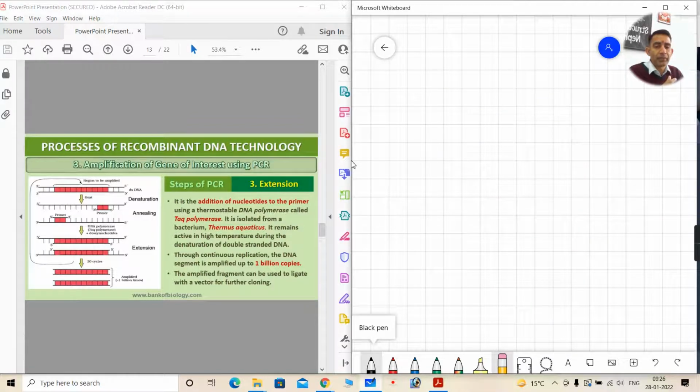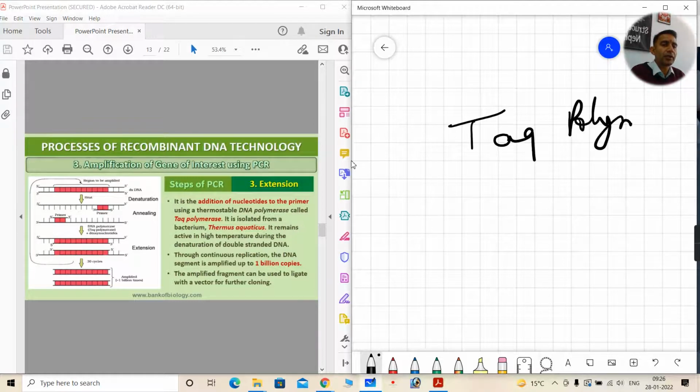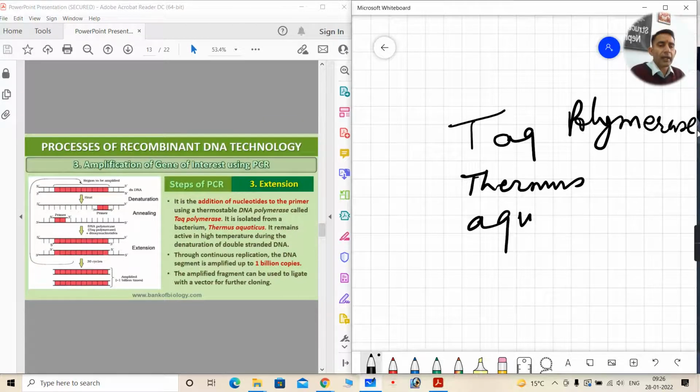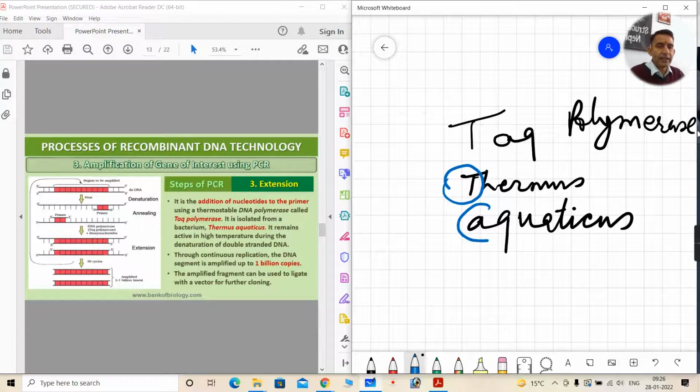And now, how was its name derived? Look, Taq polymerase. TAQ. Polymerase is taken from DNA polymerase. Thermus is the genus. Aquaticus is what? This is taken from this one, taken from here and from here. And AQ is taken from the genus.